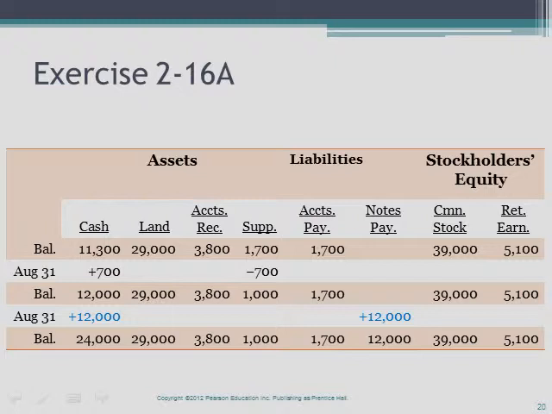And then on August 31st, the business borrowed $12,000, signing a notes payable to the bank. By borrowing $12,000, we see that the cash balance increased, and then on the other side of the equation, because we signed a notes payable to the bank, we now have a liability, or notes payable, of $12,000, which increased, keeping our accounting equation in balance.